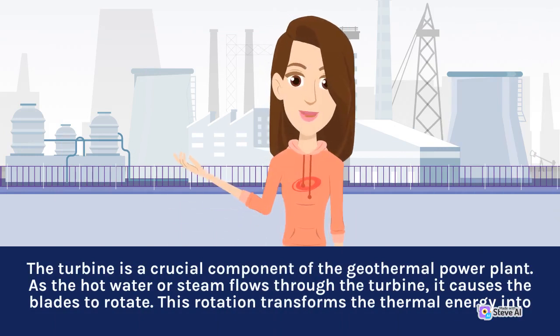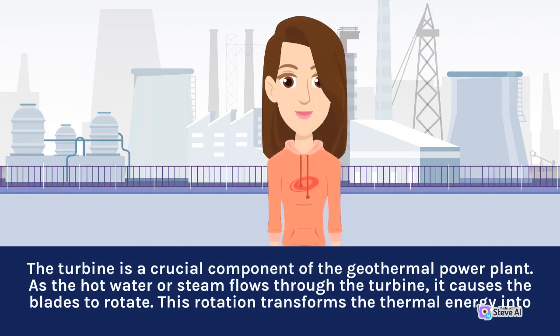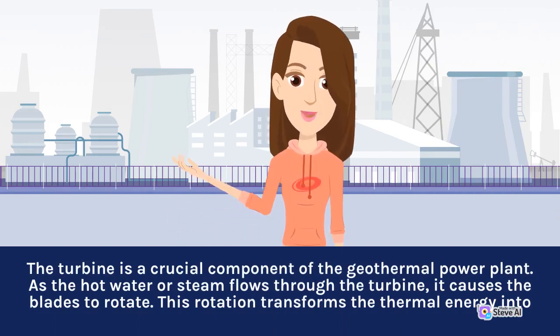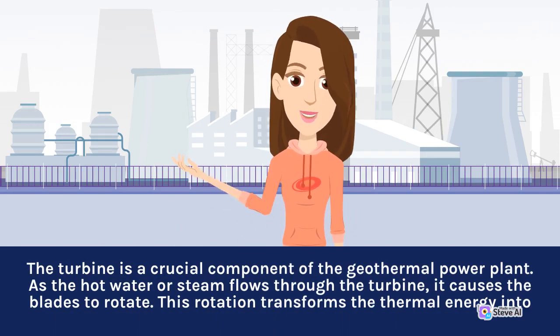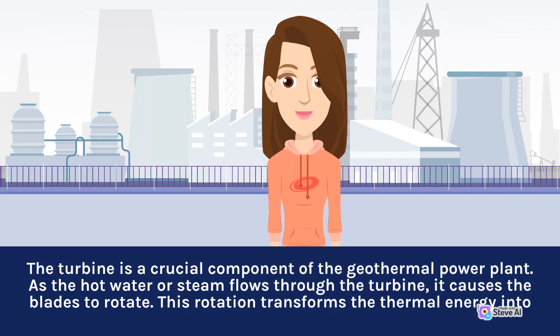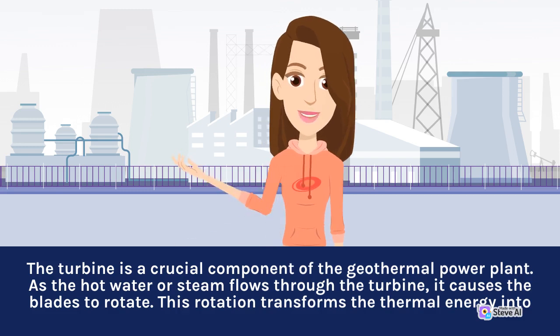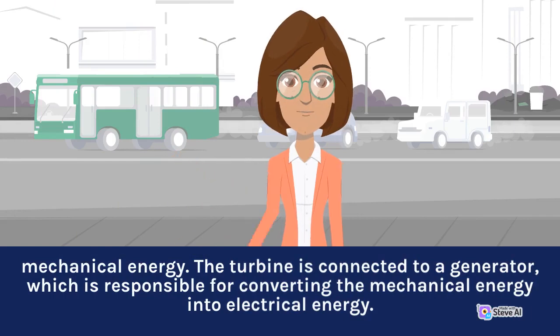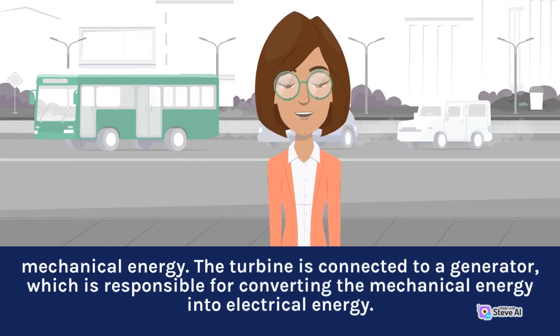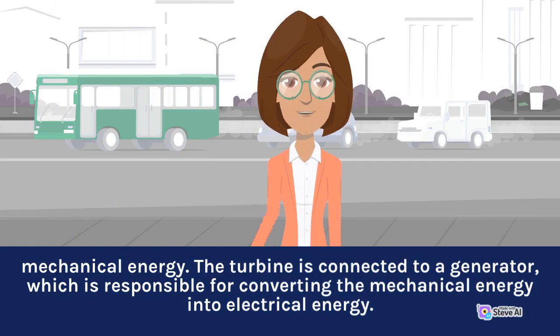The turbine is a crucial component of the geothermal power plant. As the hot water or steam flows through the turbine, it causes the blades to rotate. This rotation transforms the thermal energy into mechanical energy. The turbine is connected to a generator, which is responsible for converting the mechanical energy into electrical energy.